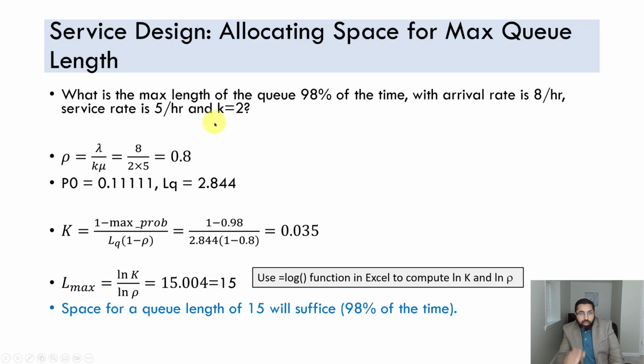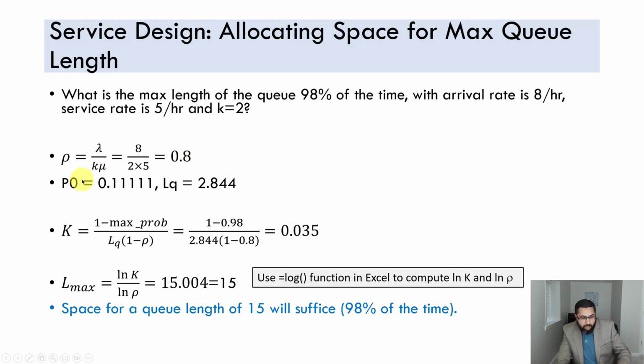Let's do an example. What is the maximum length of the queue 98% of the time? So 98% of the time the queue will be of this length or shorter, with the arrival rate being 8 per hour and the service rate being 5 per hour, and K equals 2. Okay, so 5 times 2, K times mu is bigger than lambda, so we are fine there. We can find the utilization is lambda over K mu, which is 0.8 or 80%.